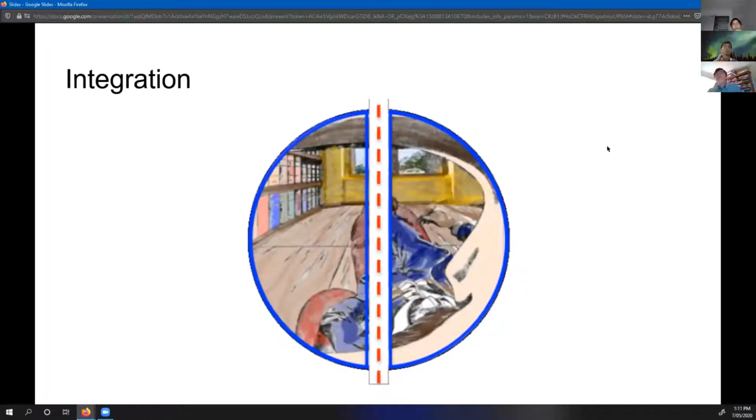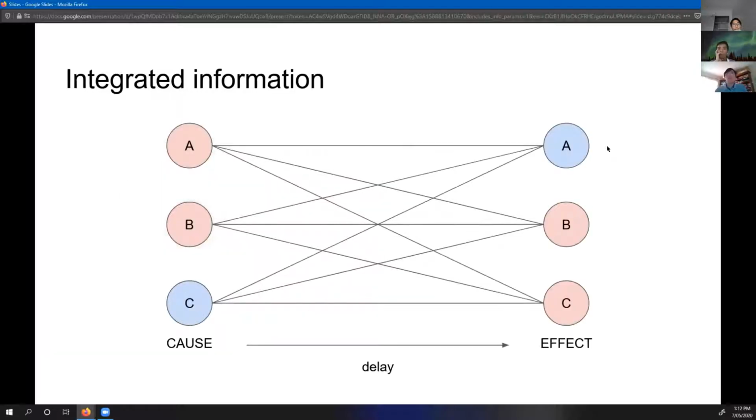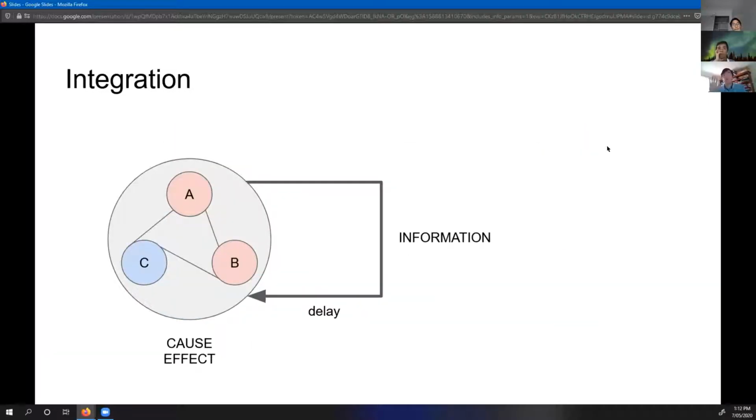The next is integration, and this is the idea that each experience is whole and unified and can't be split into two separate experiences. So if we consider the system, the system consists of some set of physical components. And the question is, do these components exist as one whole system which is reading itself, or is it two separate systems, one which is a sender and one which is a receiver?